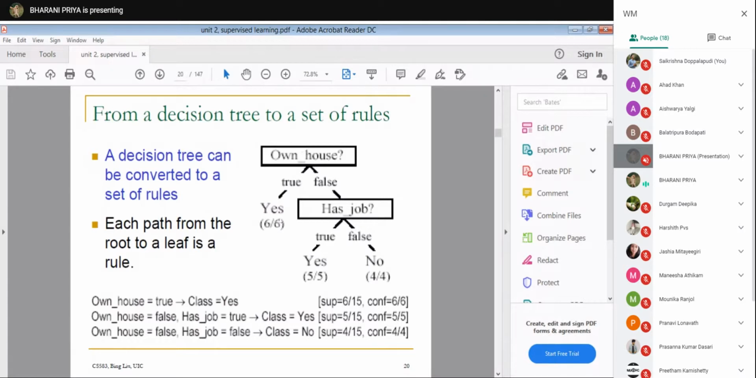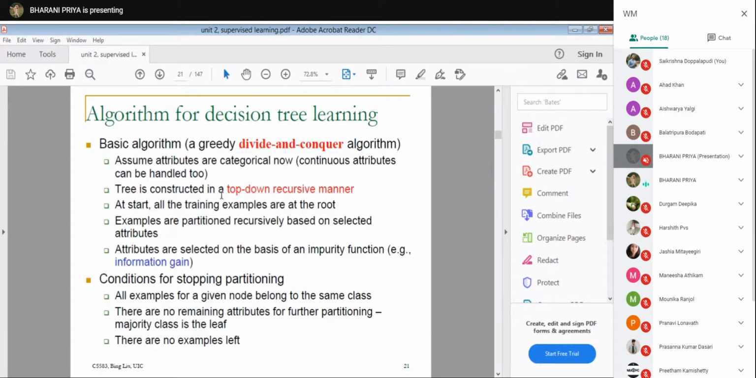So when you are dividing this data, the attributes must be categorical; only then can you categorize. If it is a continuous value, let us see how to do it in the further slides, but as of now think that the data is categorical. The tree is constructed in a top-down recursive manner. From the top root node, you go on recursively selecting the attributes and dividing the data. At the start, you take all the examples at the root node and divide the examples.